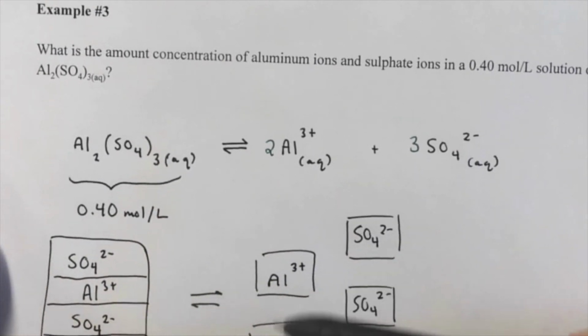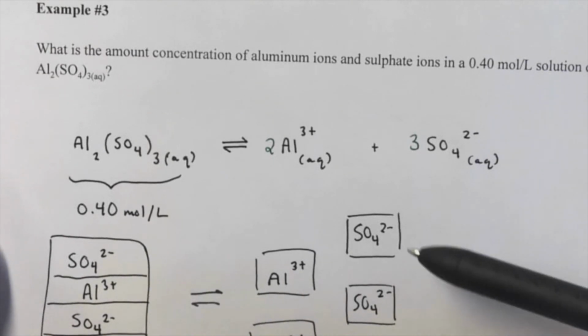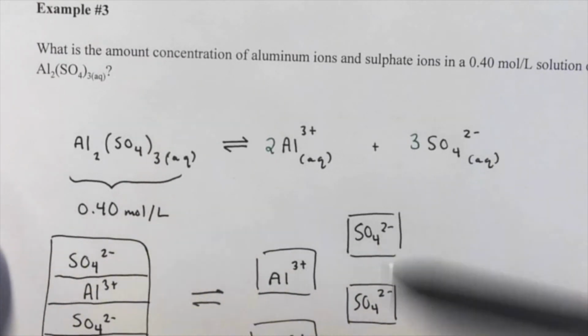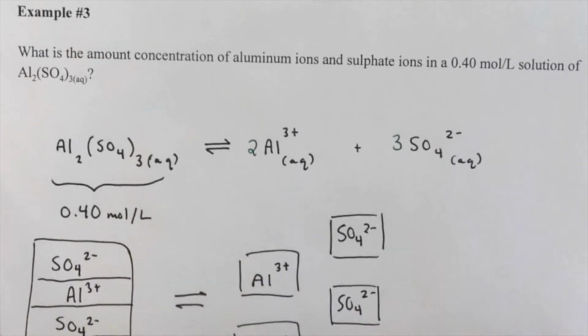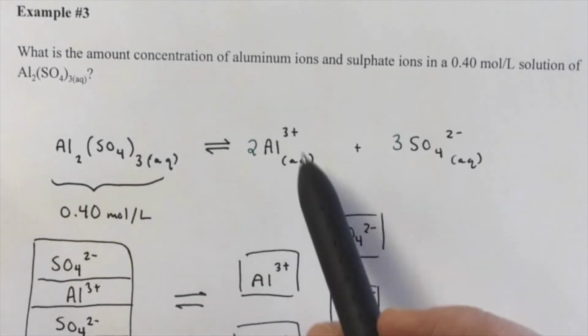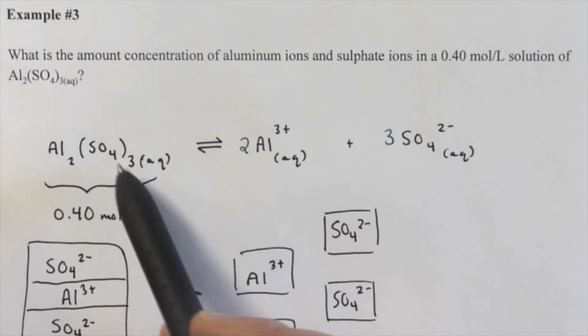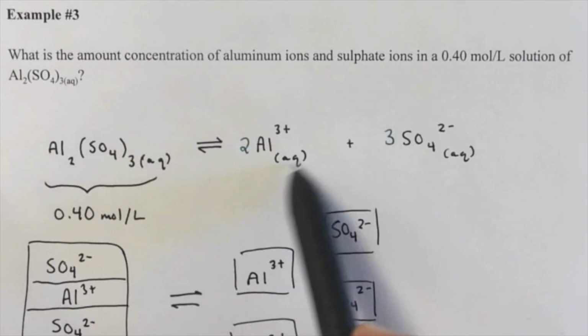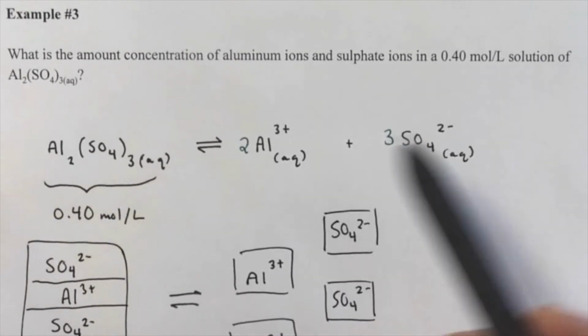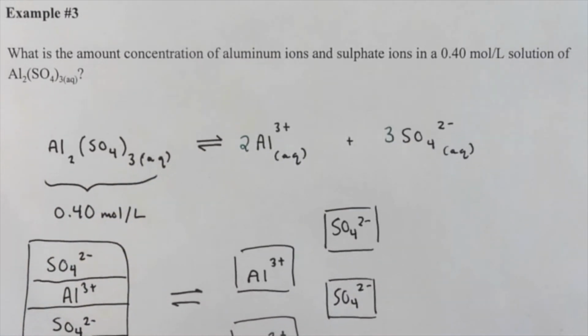So we get two eyeballs or two arms, and I can't think of anything that we have three of at the moment, but that's kind of the analogy. We break up into our separate components, and that's what's happening here. We have a molecule of aluminum sulfate turning into 2 aluminum ions and 3 sulfate ions.